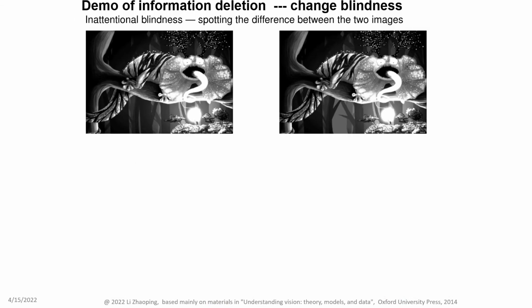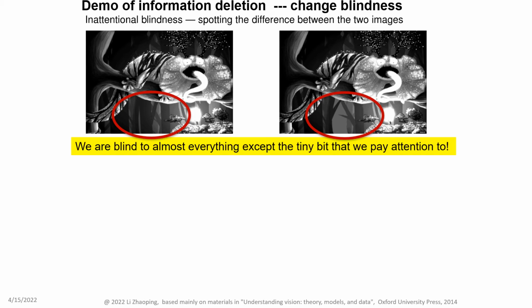Here is a demonstration of our blindness. Can you see the difference between these two images? The difference is quite big, so if you are not blind, you should see it immediately. Most people cannot see it immediately within 10 seconds. Here they are. These two portions are very different from each other. Therefore, we are blind to almost everything in front of us, except the tiny bit that we pay attention to.